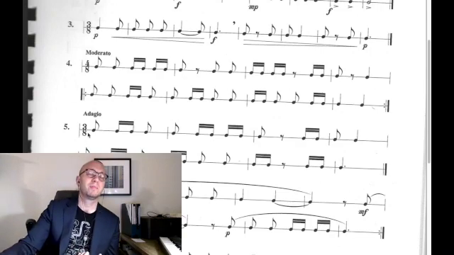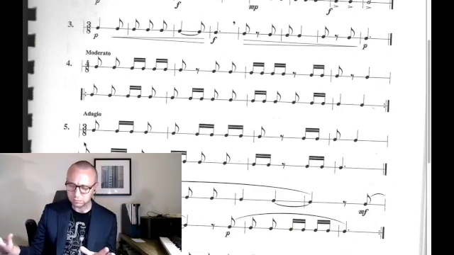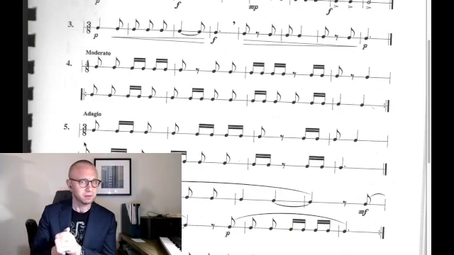As long as I have the bottom number of the time signature giving me what the beat value is going to be, all is groovy. There should not be any issues with that.